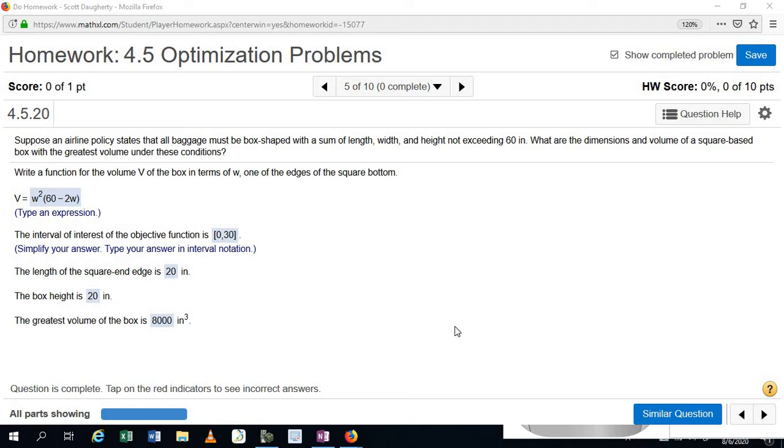In this problem, it says, suppose an airline policy states that all baggage must be box-shaped with a sum of length, width, and height not exceeding 60 inches. What are the dimensions and volumes of a square-based box with the greatest volume under these conditions? And then we're supposed to write a function for the volume of the box in terms of W, where W is one of the edges of the square bottom. Okay, so let me show you how to work this out.